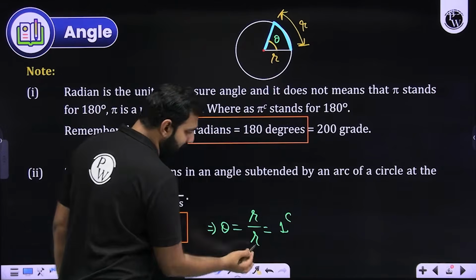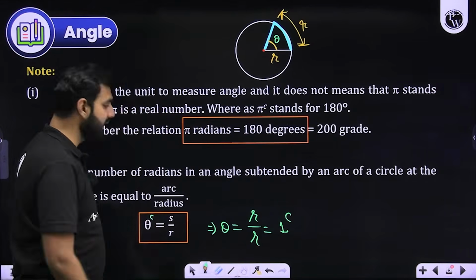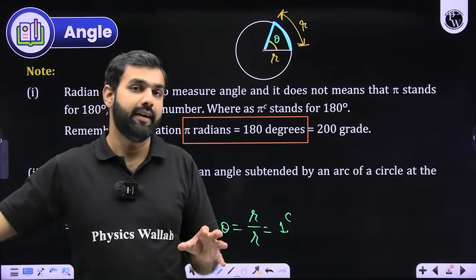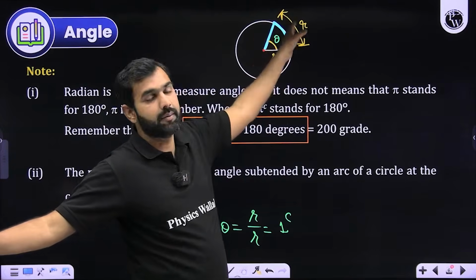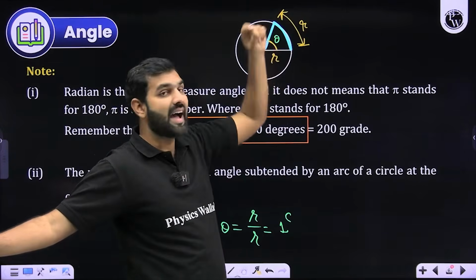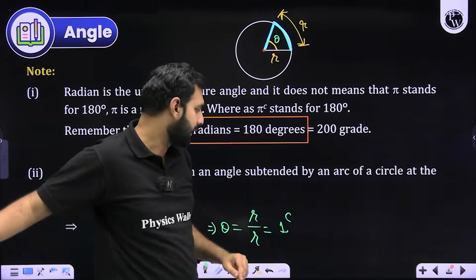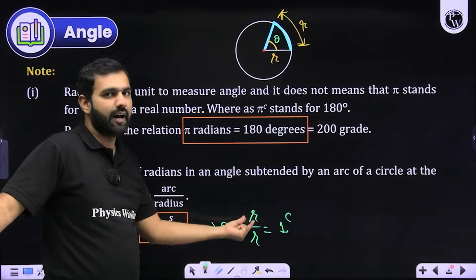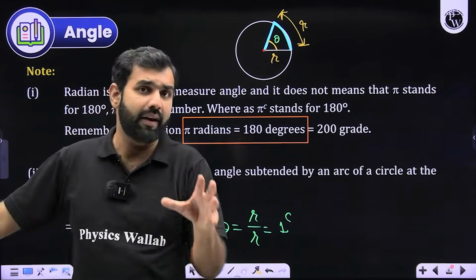So whenever you divide the length of the arc by the radius of the circle, you get the angle in radians. Don't assume it to be in degrees. I repeat, whenever you divide the length of the arc by the radius of the circle, you get the angle in radians. Students confuse it with degrees. Do remember that. So yes, if the length of the arc is equal to the radius, I'll get 1 radian. So that's how you can define 1 radian as an angle.